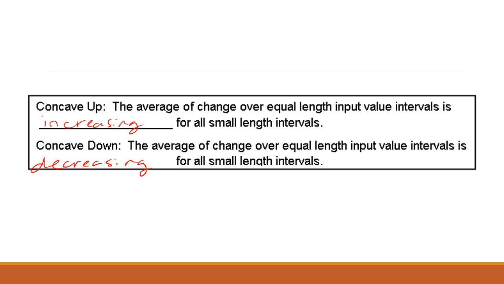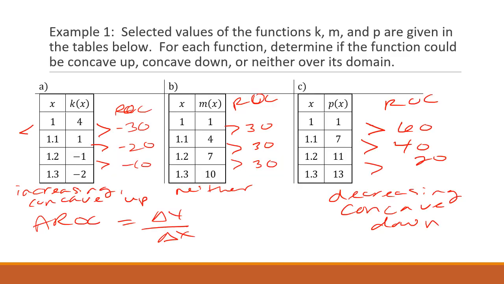So when we wrote this, we talked about that concave up, the average rate of change over equal length input value intervals is increasing for all small length intervals. The average rate of change over equal length input value intervals is decreasing for all small length intervals, okay? So that's what happens when it's concave.